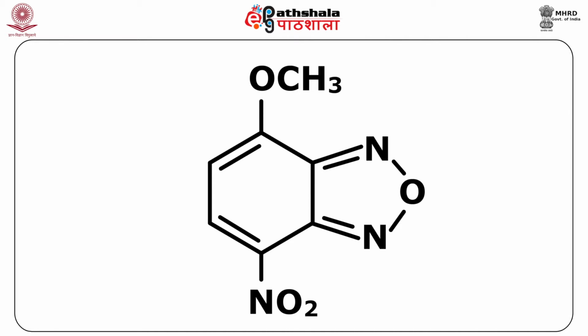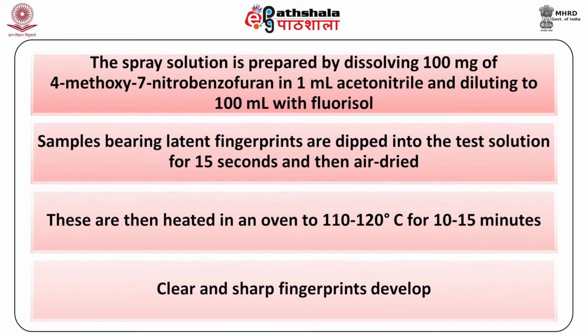4-methoxy-7-nitrobenzofurazan. The spray solution is prepared by dissolving 100 mg of 4-methoxy-7-nitrobenzofurazan in 1 ml acetonitrile and diluting to 100 ml with fluorisol. Samples bearing latent fingerprints are dipped into the test solution for 15 seconds and then air dried. These are then heated in an oven to 100 to 120 degrees Celsius for 10 to 15 minutes. Clear and sharp fingerprints develop.